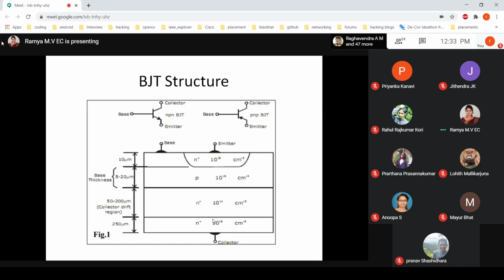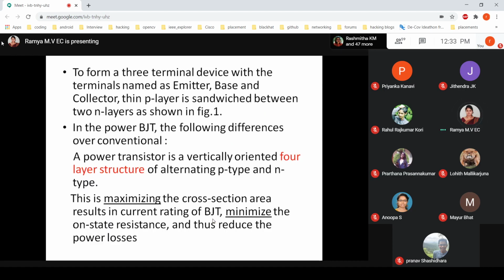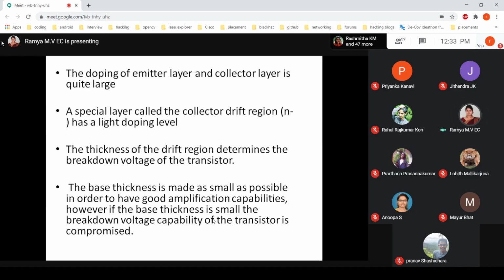The breakdown voltage will vary depending on the concentration of this lightly doped N layer near the collector. That is why the thickness of the drift region determines the breakdown voltage of the transistor. The base thickness is made as small as possible in order to have good amplification capabilities. However, if the base thickness is small, the breakdown voltage capability of the transistor is compromised. That is the point here.